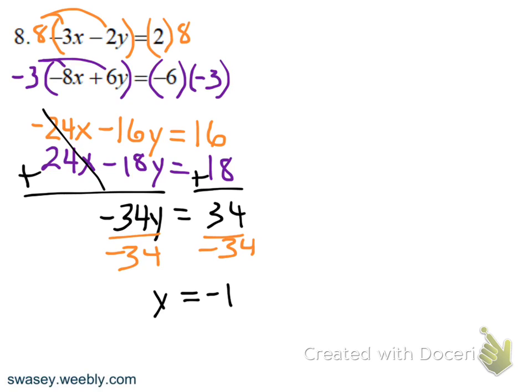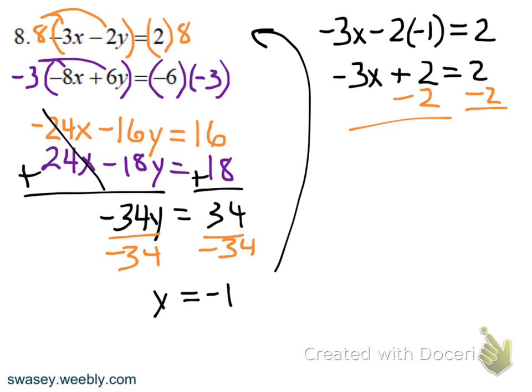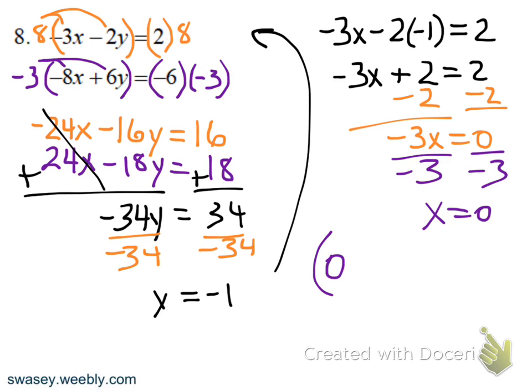Now we'll take this value, plug it back in. I'll go with the top original. So we have negative 3x minus 2 times negative 1 equals 2. Multiply negative 2 times negative 1 is positive 2. Two steps from here, subtract 2. We get negative 3x equals 0. And then to get rid of multiplying by a negative 3, divide by a negative 3. And so x equals 0. Put it together as an ordered pair, x, then y. So these are intersecting lines that intersect at the point (0, negative 1).